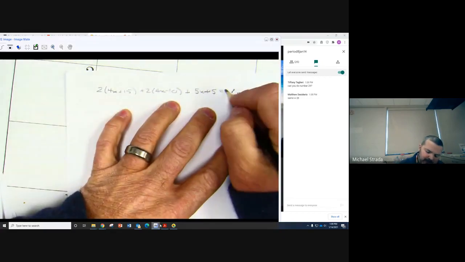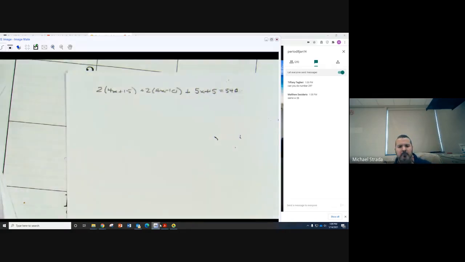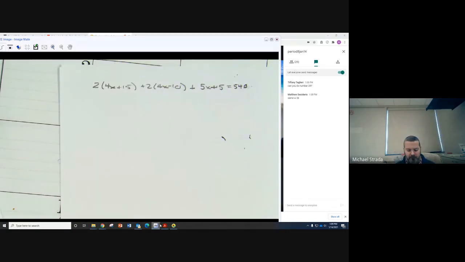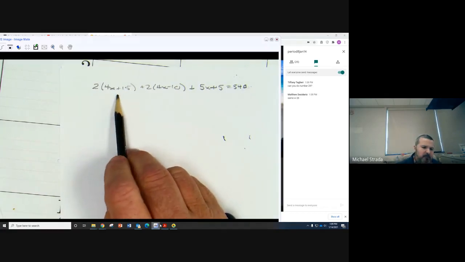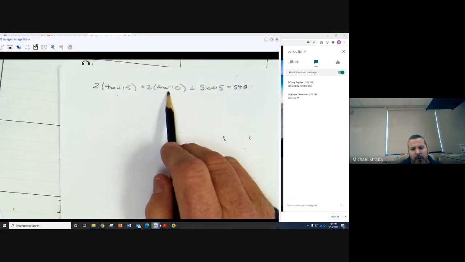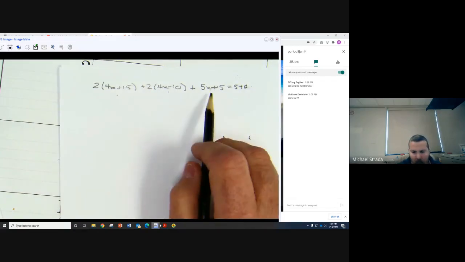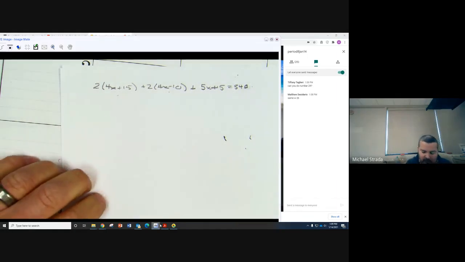So that means the angles add up to 540, because 5 minus 2 is 3, and 3 times 180 is 540. 2 of the angles measure 4x plus 15, so I'm going to multiply by 4x plus 15. 2 of the angles measure 4x minus 10. And then the one remaining angle is the 5x plus 5. So I'm going to distribute and collect like terms.